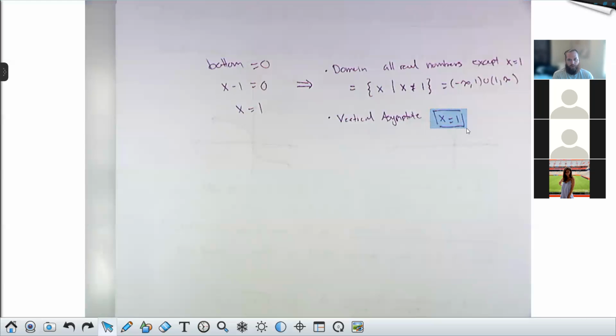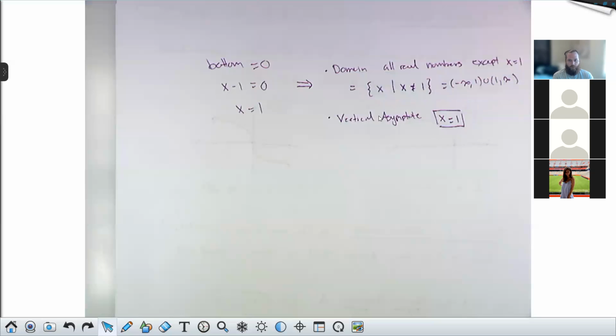So the vertical asymptote is the line x equals 1. I know it seems like a really silly distinction, but just trust me, the folks who designed the final for this class are very picky about that. So I think it's a good idea to practice it that way also. So when you describe your domain, make sure you're writing one of these two things. And when you describe your vertical asymptote, make sure it's x equals 1 instead of just 1.